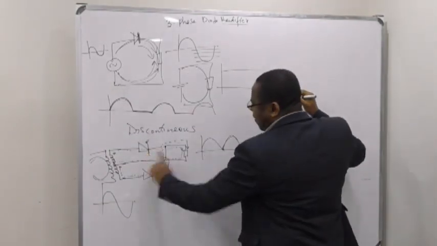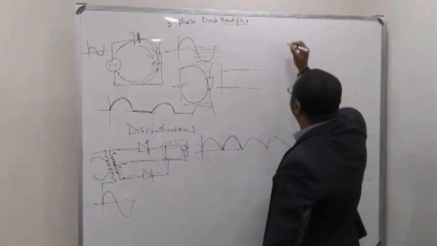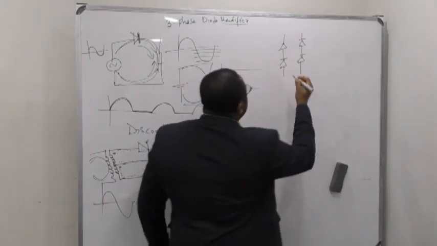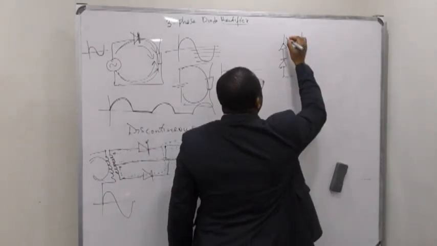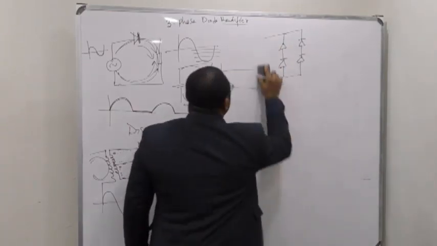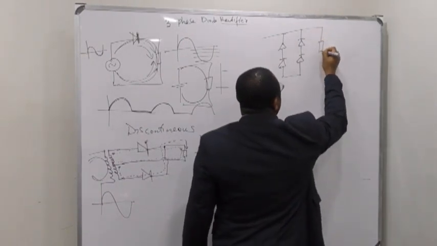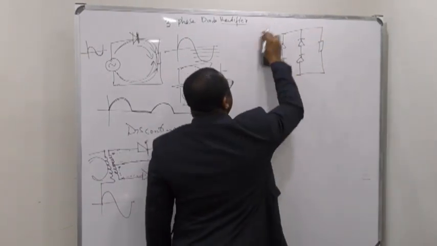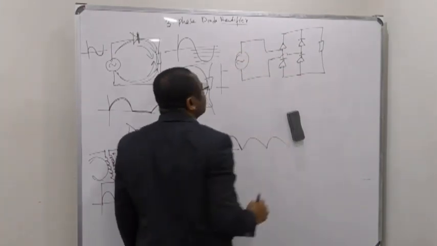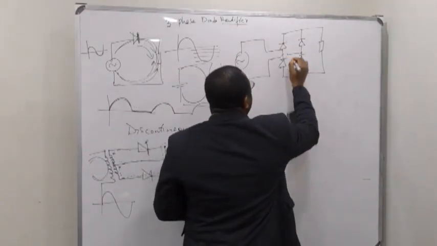Now let's see. I have here 2 diodes. Now let me see if I can use 4 diodes. So we have that, and with this, now I'm going to connect this. So I need to connect that to the load. Alright, now let's see what happens.